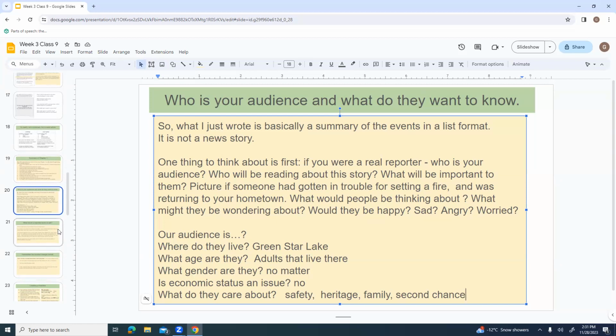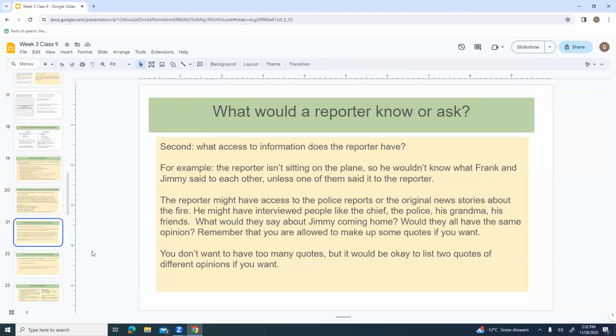Think about the kind of articles that you've seen in, say, Wabate News or in Sioux Bulletin or the Chronicle Journal, that kind of thing, right? This is the next big one. What would a reporter know or have asked? What access to information does the reporter have?